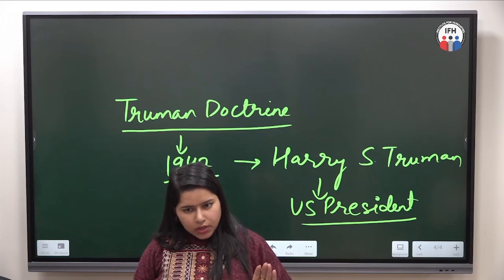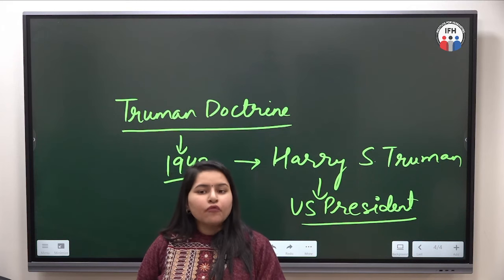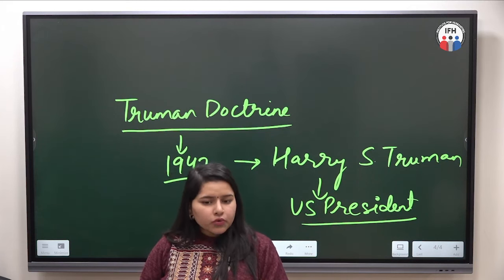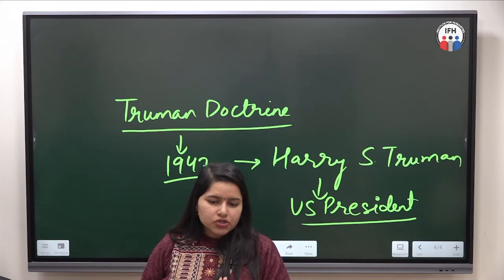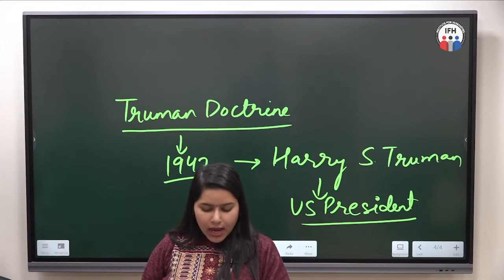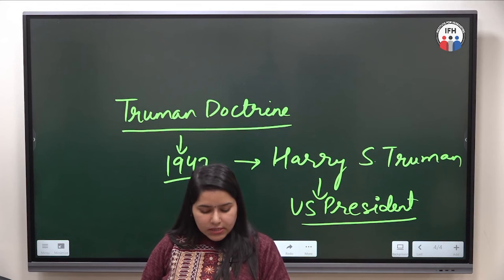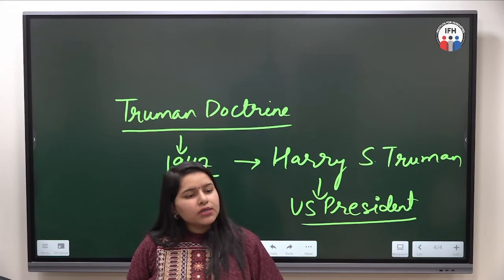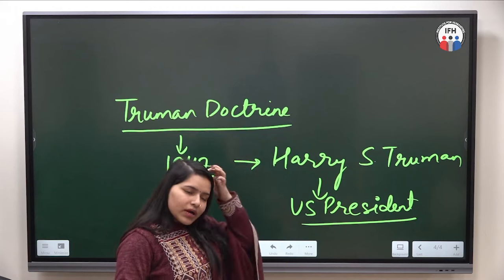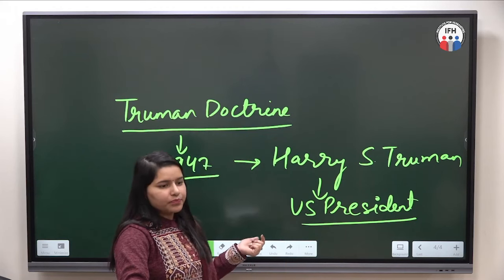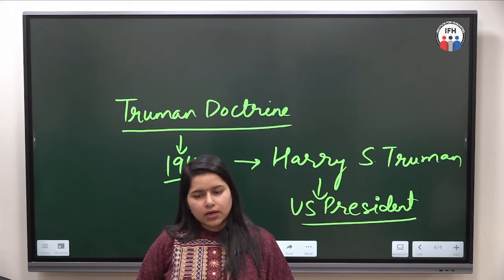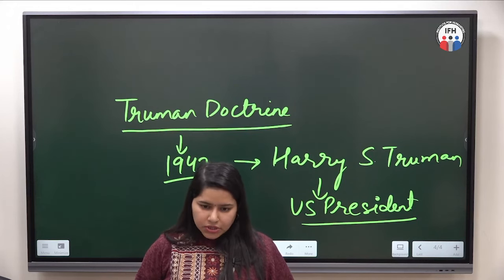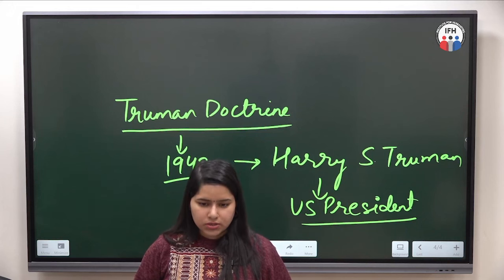This much you understood? What was the Truman Doctrine? Now from your perspective, what is important to remember? The date of the Truman Doctrine. So kindly underline this. The Truman Doctrine was announced on 12 March 1947, right? And by whom? US President Harry S. Truman. Here is a good example: the US started providing military and economic aid to Greece and Turkey. So under the Truman Doctrine, they started providing aid to these nations, especially Western European nations, right?